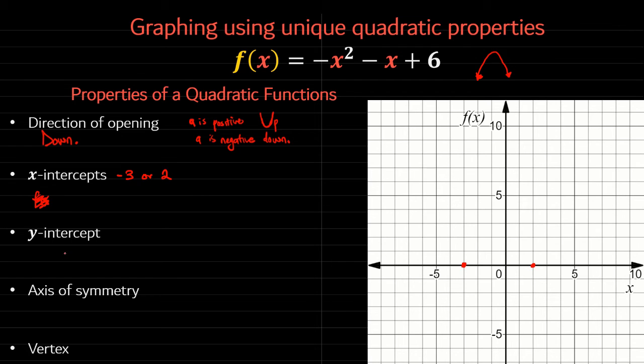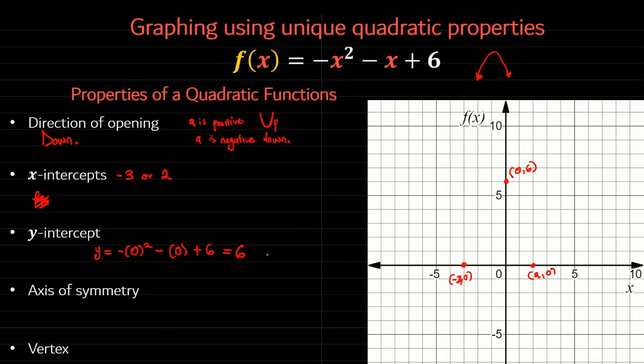Okay, so if I make x equals 0, my y would be equal to negative 0 squared minus 0 plus 6. So basically, I end up with plus 6, so my y-intercept is plus 6. Again, 0, 6, right? X is 0, y is 6. This one is minus 3, 0. X is minus 3, y is 0, and 2, 0. And it should make sense why we're doing this.